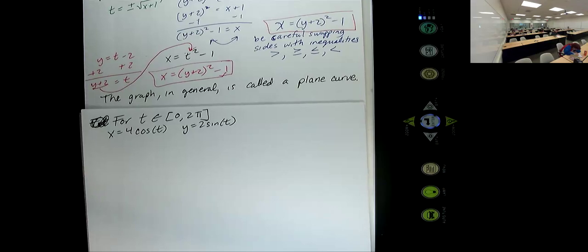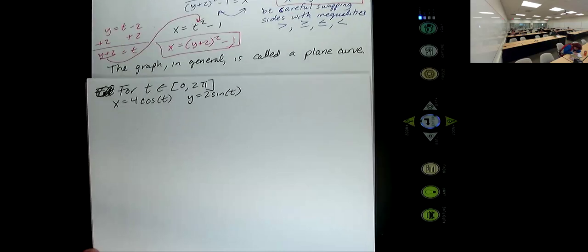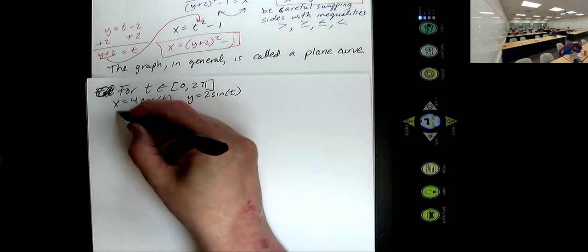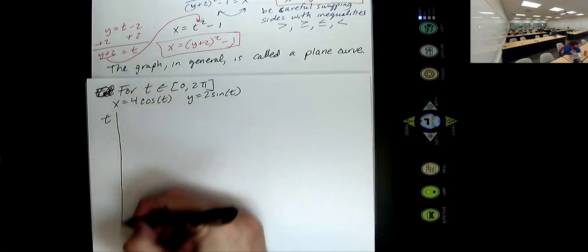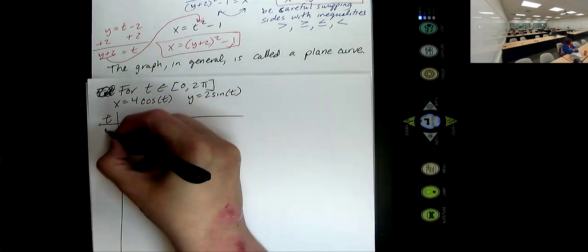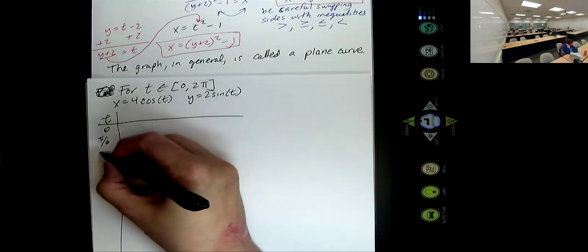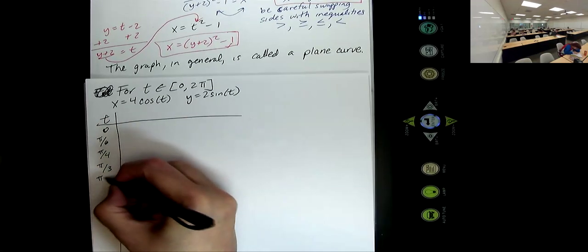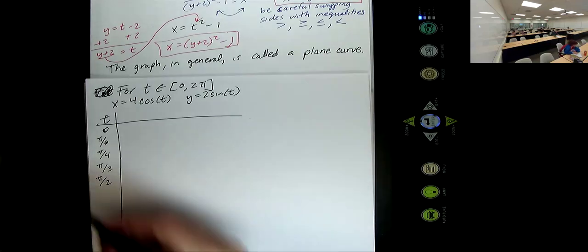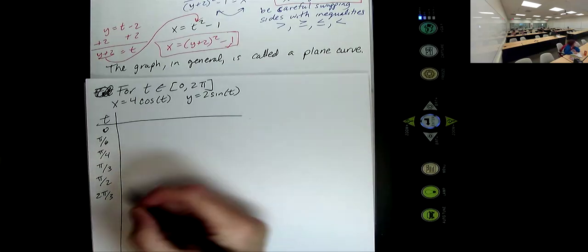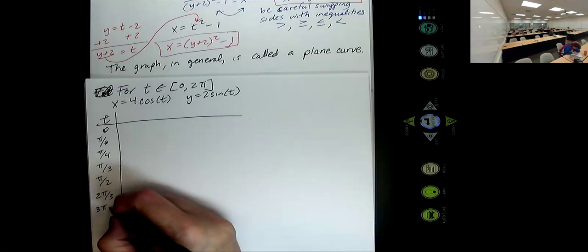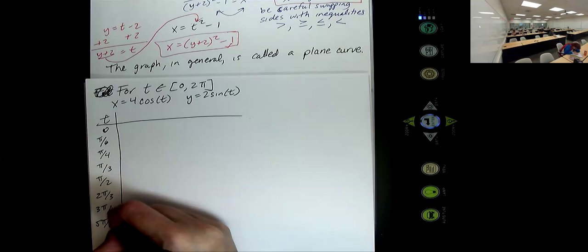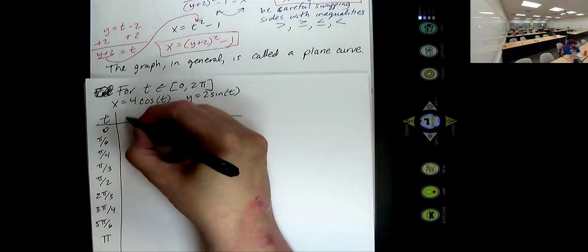A lot like those polar curves we just did in the last section. Right? We had to make a whole chart with angles. Let's just do the first half and see if we can figure out what the rest of the graph is gonna look like.